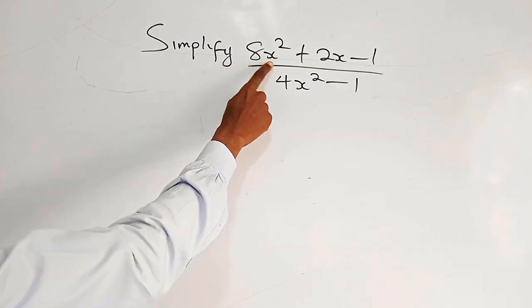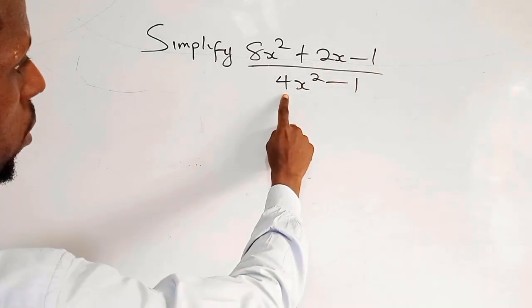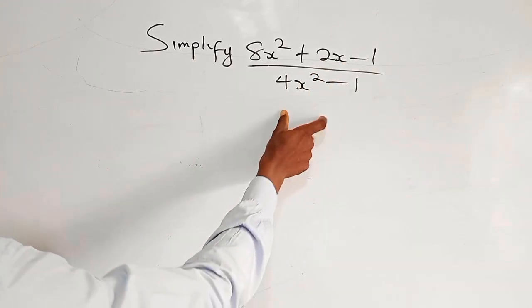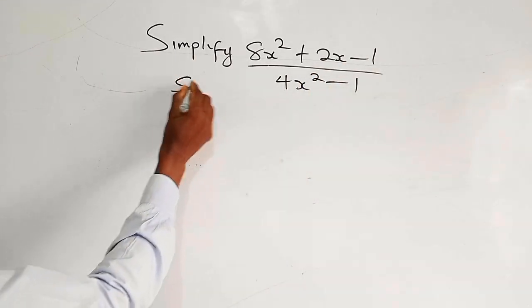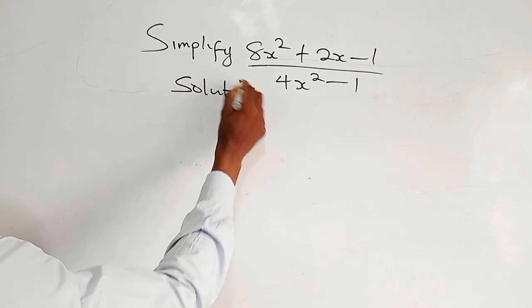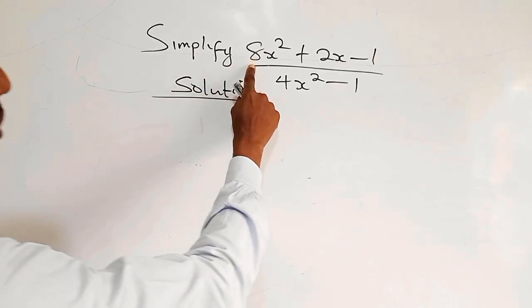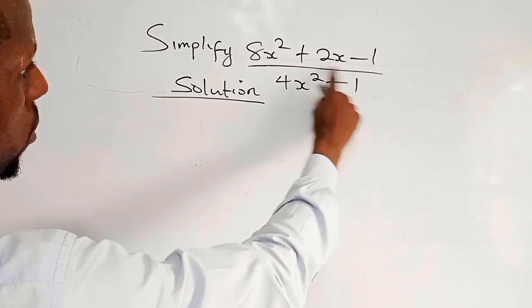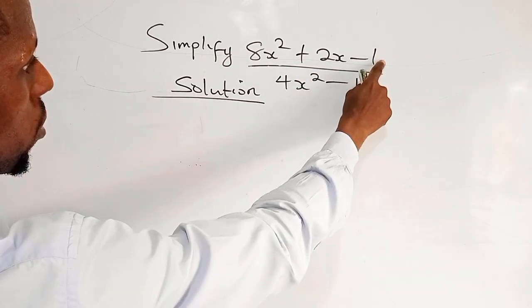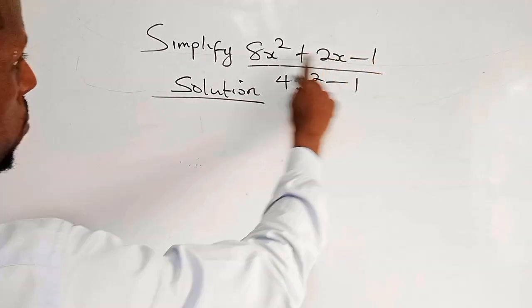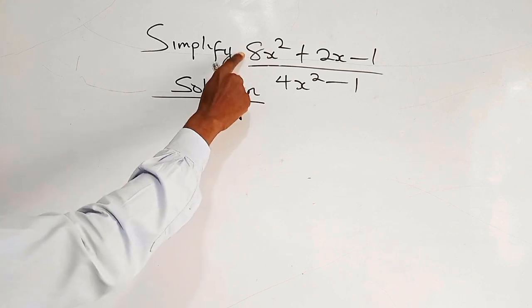So the question says, simplify this. We have 8x squared plus 2x minus 1 divided by 4x squared minus 1. How do we go about this? Solution. When we look at the numerator of this fraction, it is a quadratic expression, so we can factorize this using the factoring method to resolve this. How do we go about this?